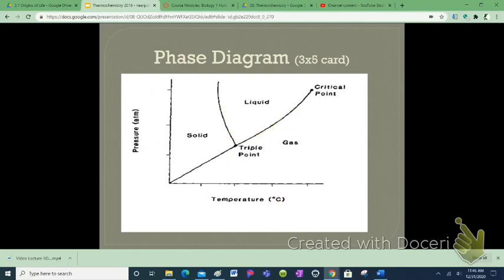Once again, this is your critical point. Remember, this is where the liquid and the gas are indistinguishable from each other. The temperature is such and the pressure is such that you can't tell the difference between liquid and gas at that point. And then here is your triple point along this line. At triple point, you see the solid, the liquid, and the gas all exist at this particular temperature and this particular pressure. So take a moment to look at that, make sure you understand it. And then we're going to review real quick and see how good you are.